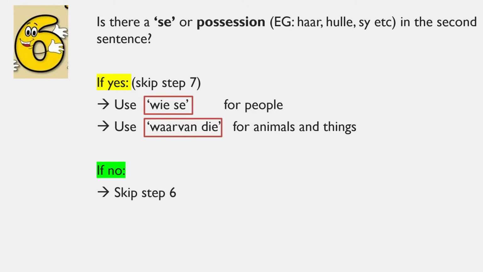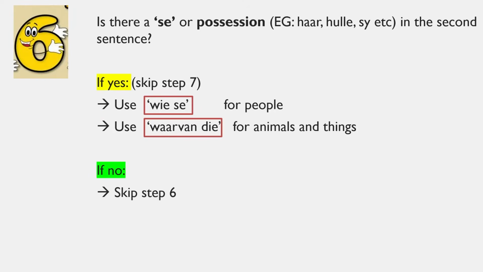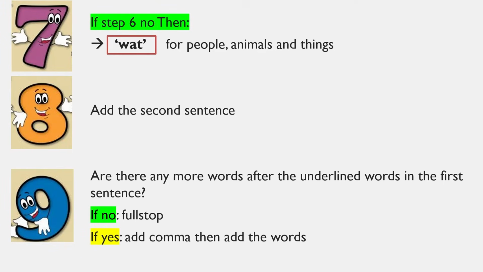Step 6. Is there an s or a possession in the second sentence? So possession is like haar, hulle, sy. So we look at the second sentence. Is there an s or a possession? Nope. If no, skip step 6. But if there was an s or a possession word, we will say wie se for people and waarvan die for animals and things. But we don't have step 6. Step 7. Alright. So, if step 6 is no, then we will use wat for people, animals, and things.